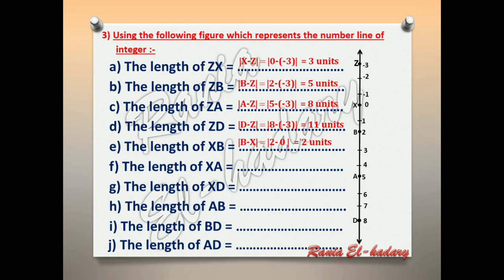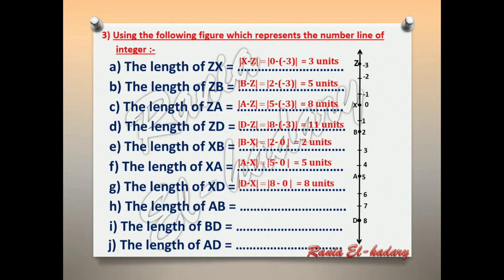Letter F, the length of XA equals the absolute value of A minus X. A equals 5, X equals 0. So write the absolute value of 5 minus 0 equals 5 units. Letter G, the length of XD equals the absolute value of D minus X. D equals 8, X equals 0, so 8 minus 0 equals 8 units.